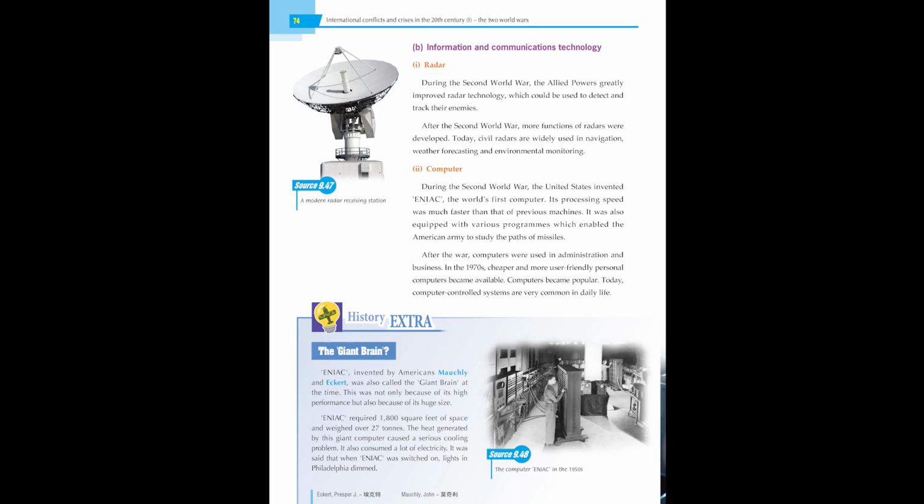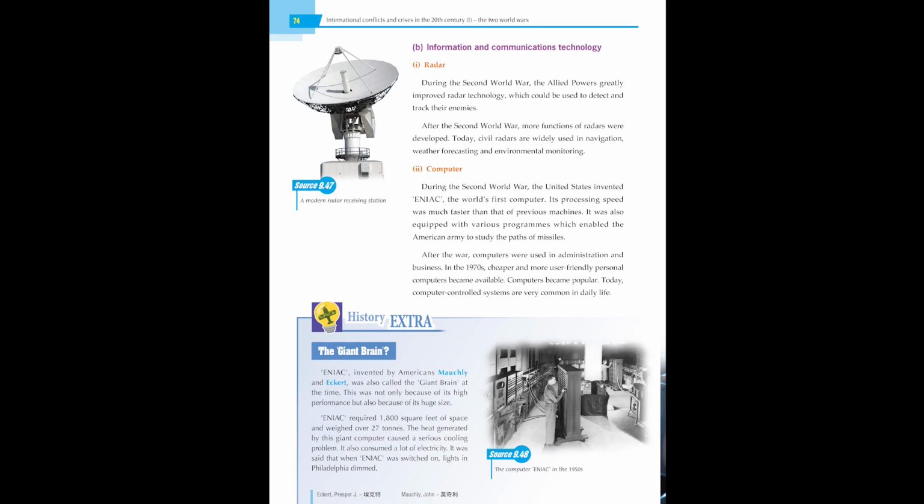History Extra. The Giant Brain. ENIAC, invented by Americans Mauchly and Eckert, was also called the Giant Brain at the time. This was not only because of its high performance, but also because of its huge size. ENIAC required 1,800 square feet of space and weighed over 27 tons.